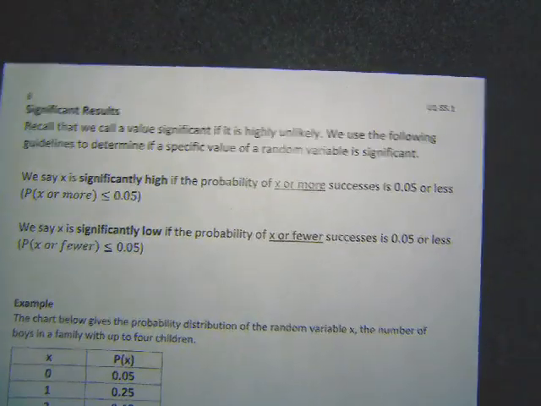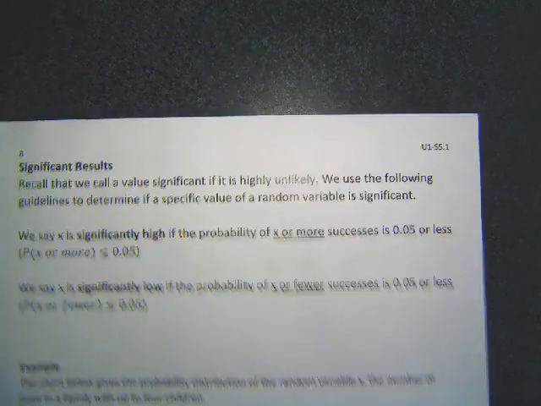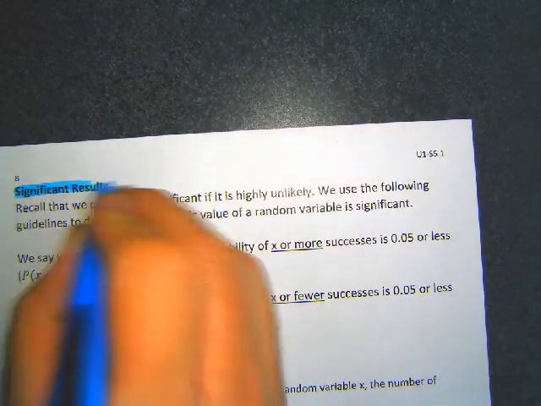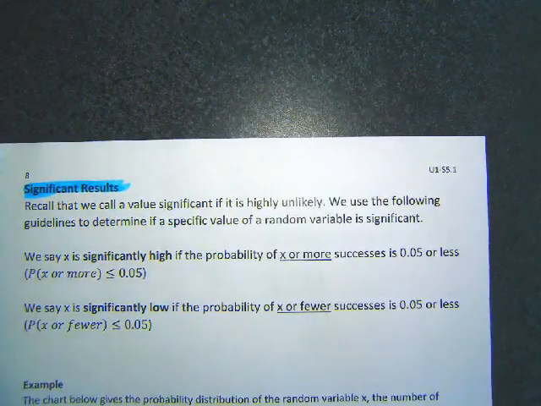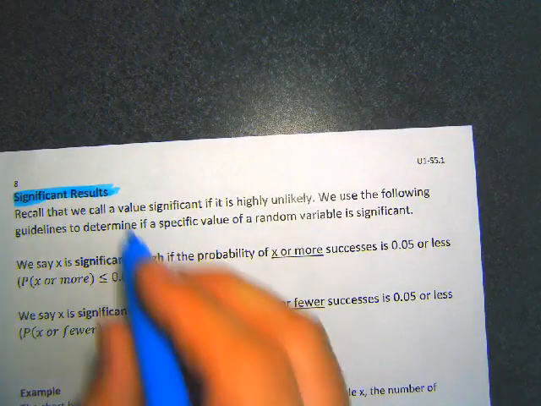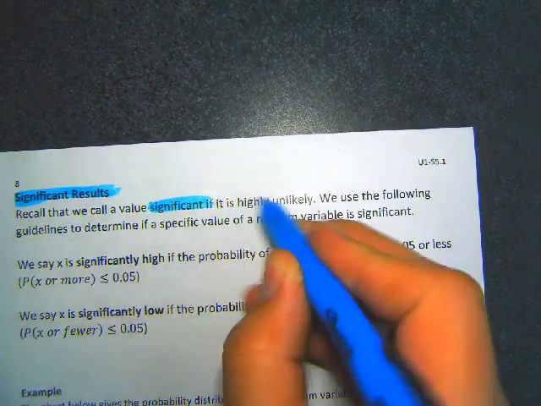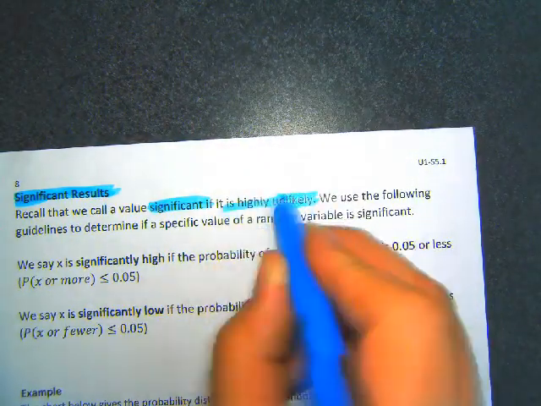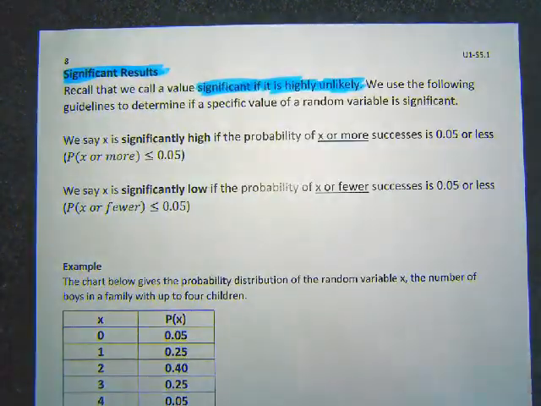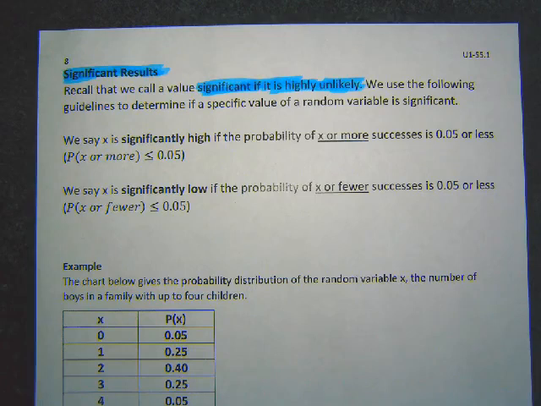Okay, last little thing to talk about in this section is significant results. So we've talked about significance before. Significance, remember, is things that are kind of unlikely. So we say it's significant if it's unlikely. If it's highly unlikely, it's significant. So in statistics, what this means for us is you go out, do a survey, and you get a result you didn't expect, it wasn't very likely, then that means something. It's important. It's significant.